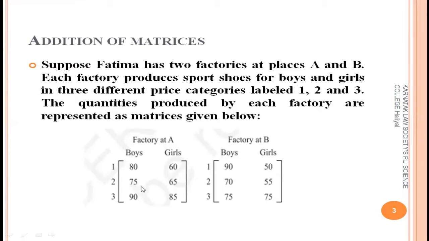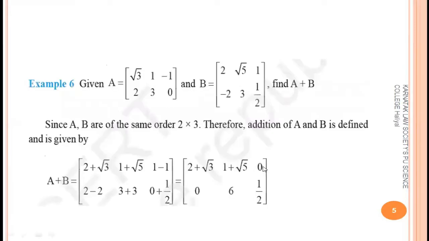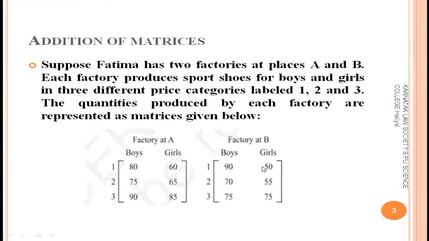And for the second row 75 plus 70 and 65 plus 55. For the third row 90 plus 75 and 85 plus 75. In this way, we will add the two matrices and they are represented in the matrix form as given here. Before adding the two matrices, we need to check that both the matrices are of the same order.